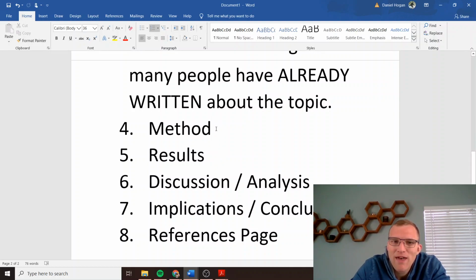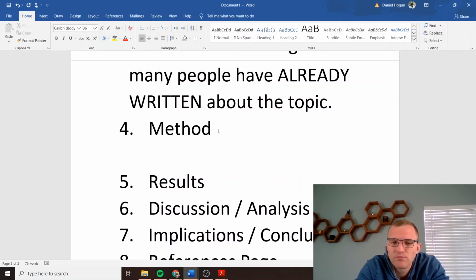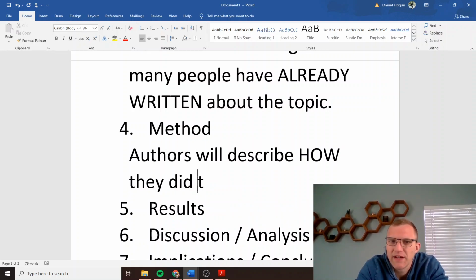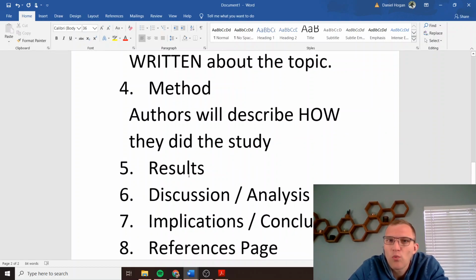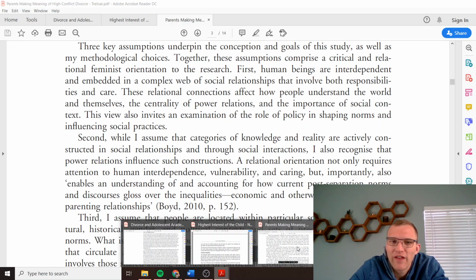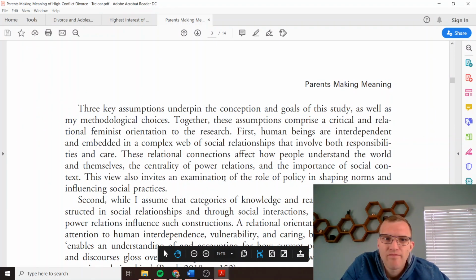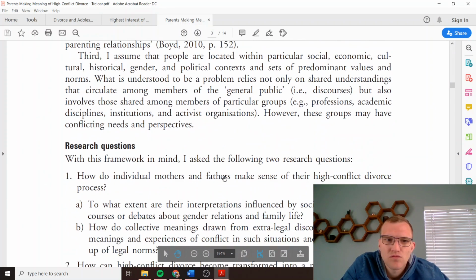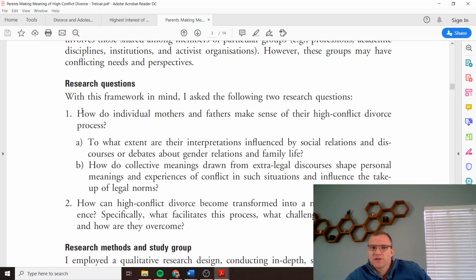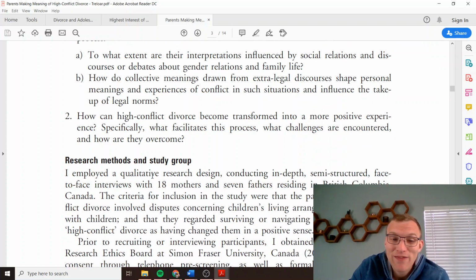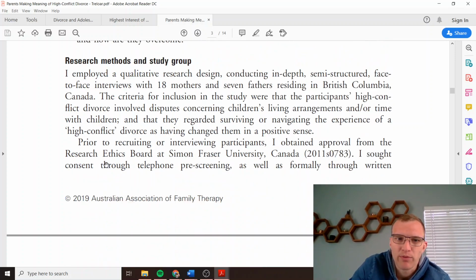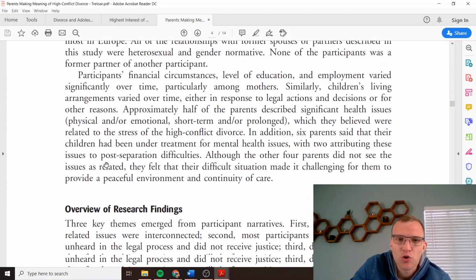All right, next are methods and results. Method is a section where authors will describe how they did the study. So what is it that they were looking at and how did they look at it? I'll show you. So here they're saying research questions. This is what they were going to ask about, and then research methods and study groups. So the methods is they're going to tell you, okay, how did we do this study? How did we look at the problem? And they're going to go through this.